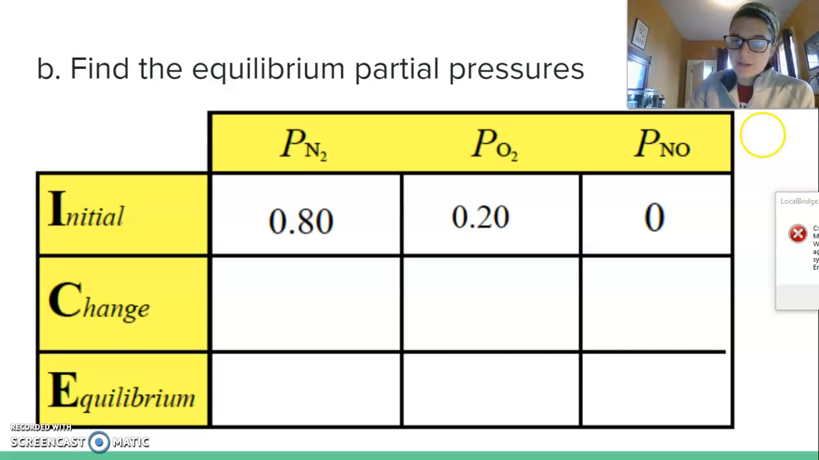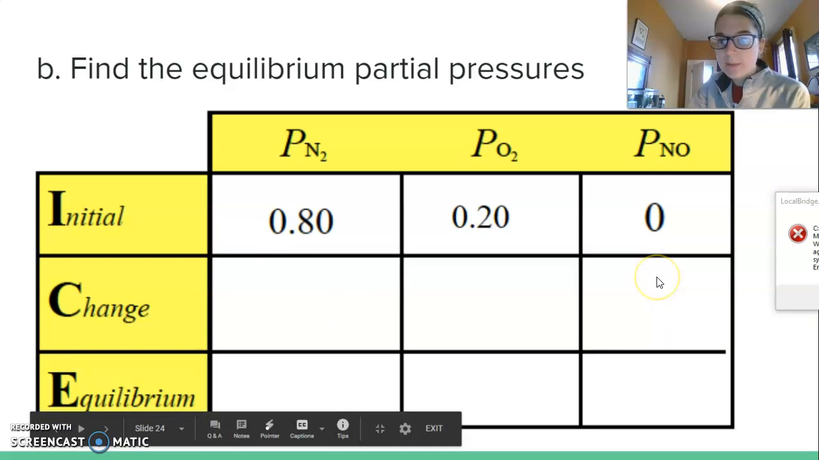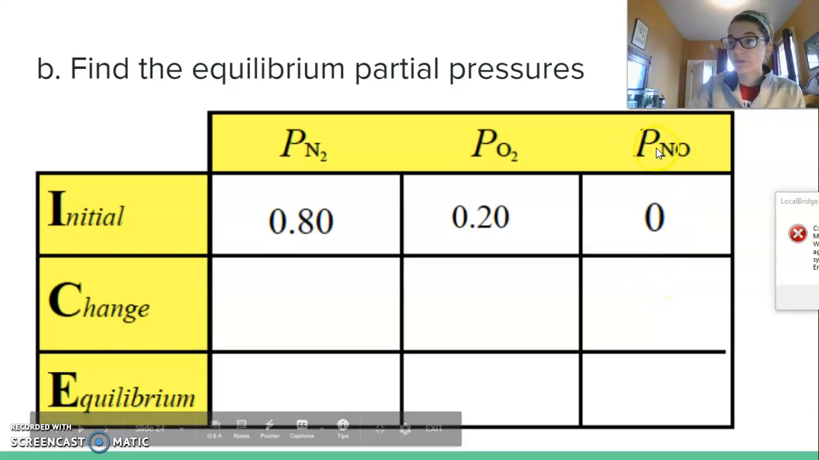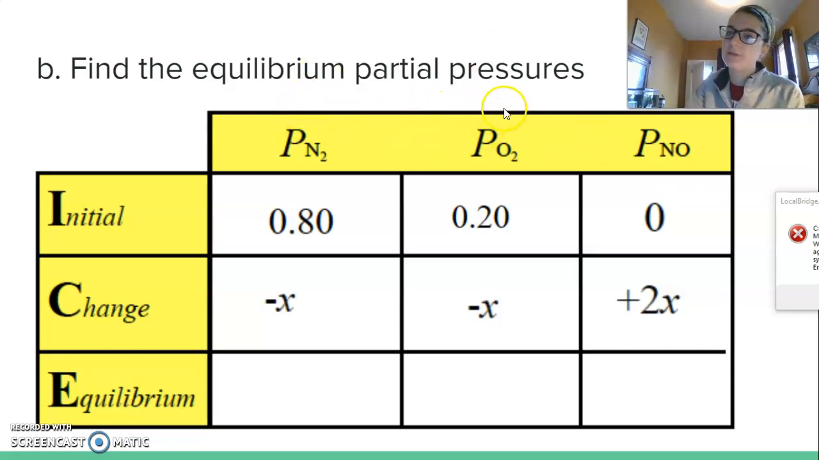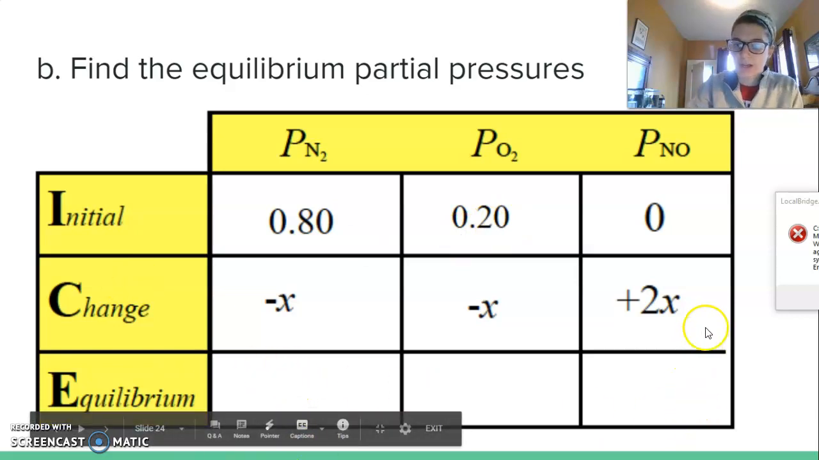Since nitrogen and oxygen are on the reactant side, it's going to subtract, so minus x. And NO is going to be a plus x. Based on coefficients, we're going to have plus 2x for NO. Because remember, the reaction is N2 plus O2 yields 2NO. At equilibrium, we can express it algebraically to be 0.8 minus x, 0.2 minus x, and then plus 2x.